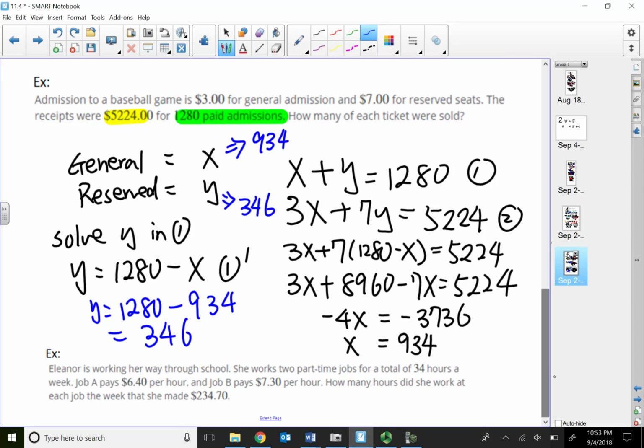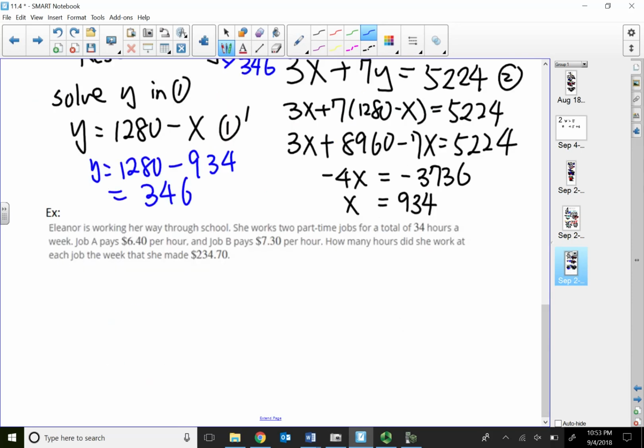All right, same type of problem. This one is about Eleanor working her way through school. She worked 2 part-time jobs, very important, 2 part-time jobs for a total of 34 hours a week. Job A pays $6.40 per hour. Job B pays $7.30 per hour. How many hours did she work at each job?